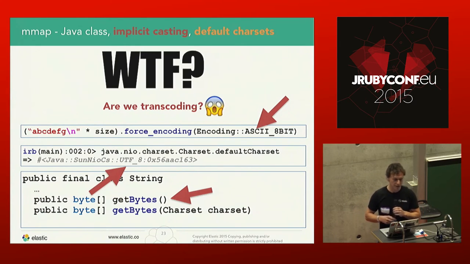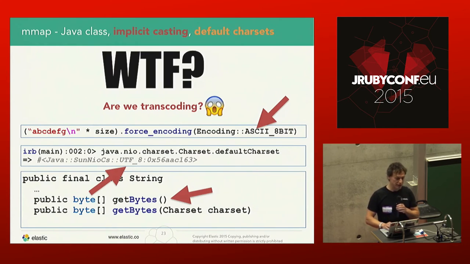So let's see if we can specify explicit encoding here. Since our strings here are defined as simple A, B, C, D, E, F, and then we do a force encoding as ASCII 8-bit, our strings are already 8-bit transparent. But we see that the default character set in Java is UTF-8. So OK, maybe there's transcoding going on.